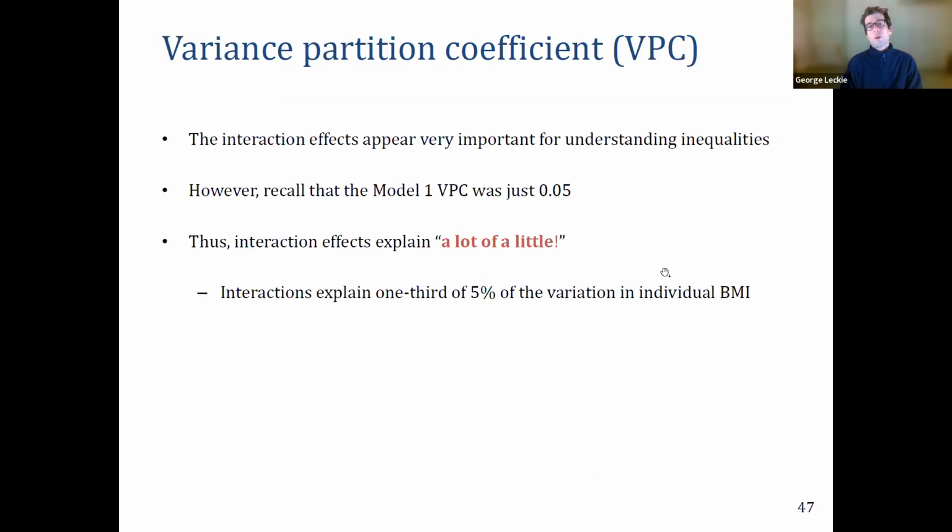But again, a word of warning. Remember, the Model 1 variance partition coefficient was just 0.05. And so collectively, between strata, there's limited variability, just 5%. So the interactions, whilst they're important, explain a third, which is quite a lot for interactions. They explain a lot of a little. They explain 1/3 of the 5% of variation in individual BMI. So it's just worth always tempering our interpretations by that.